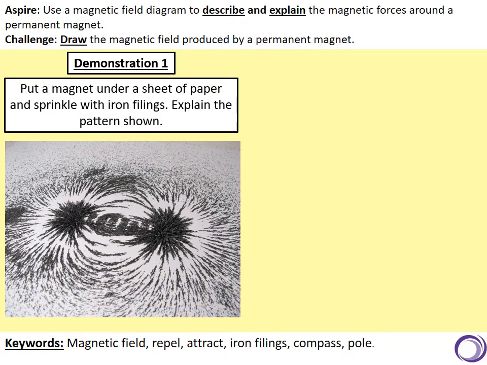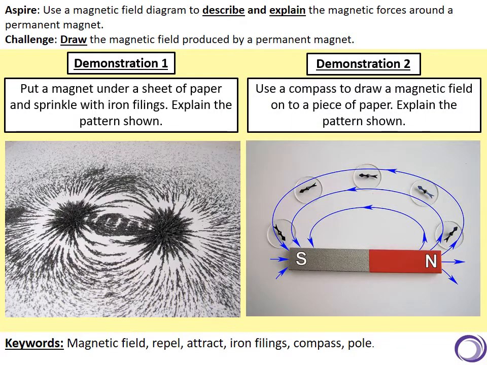So we're going to look at two demonstrations now. The first demonstration is using a magnet and some iron filings to see a pattern that's caused by the magnetic field. And then, more importantly for you, the second demonstration, we're going to use a plotting compass that you'd use to find your way around using a map, to draw the magnetic field and put arrows on it to show the direction that it's pointing.